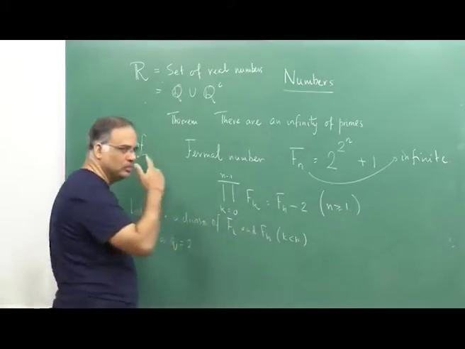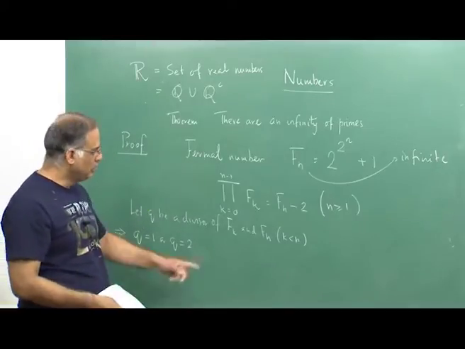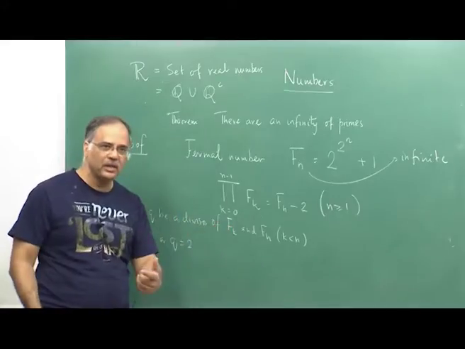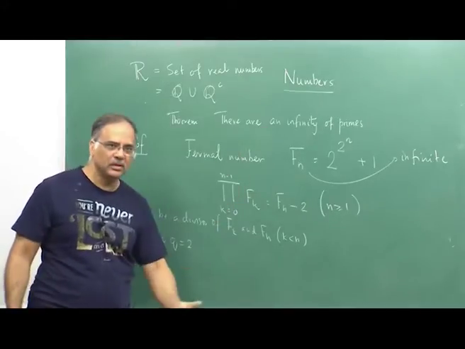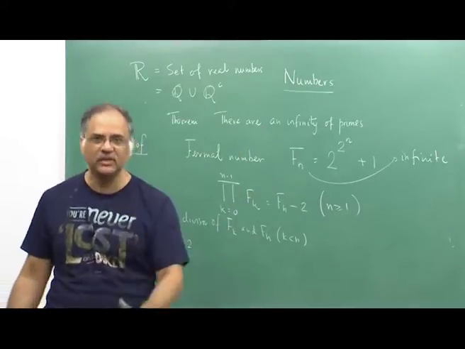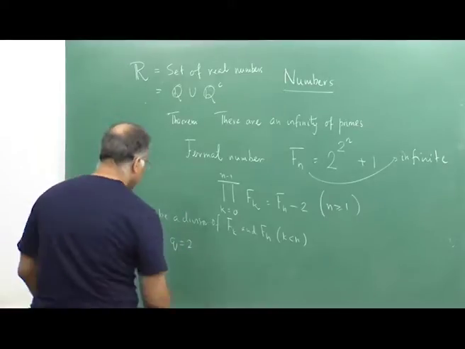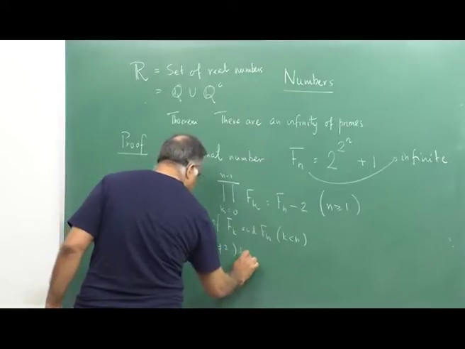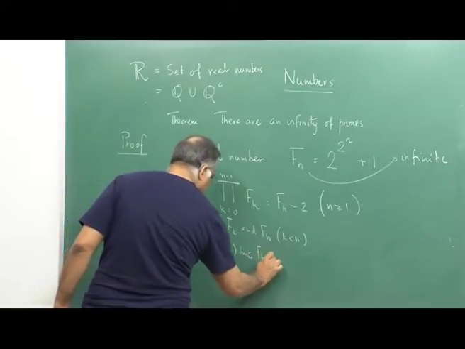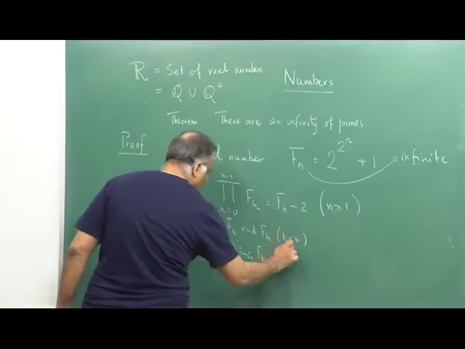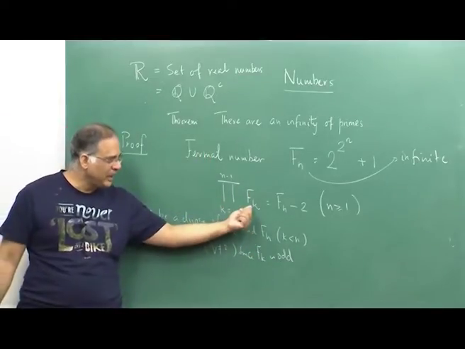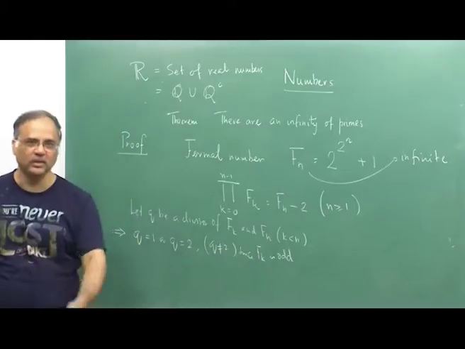Now, q cannot be 2, because if q is 2 and q divides f k, then f k must be even. 2 only divides even numbers, 2 does not divide odd numbers. So, q cannot be 2, this is a conclusion, since f k is odd, which means q is equal to 1. So, the only common divisor possible between any f k and f n here is 1.